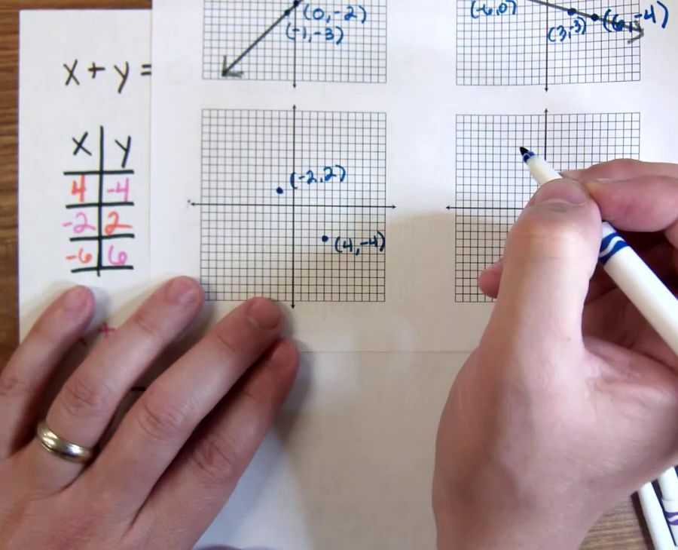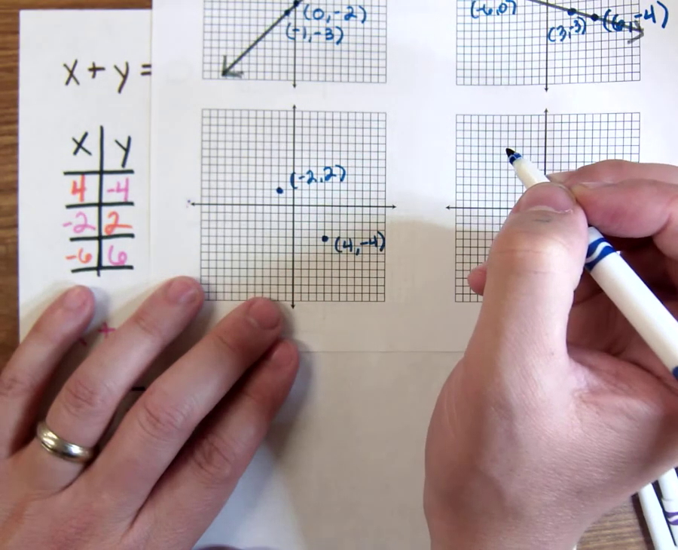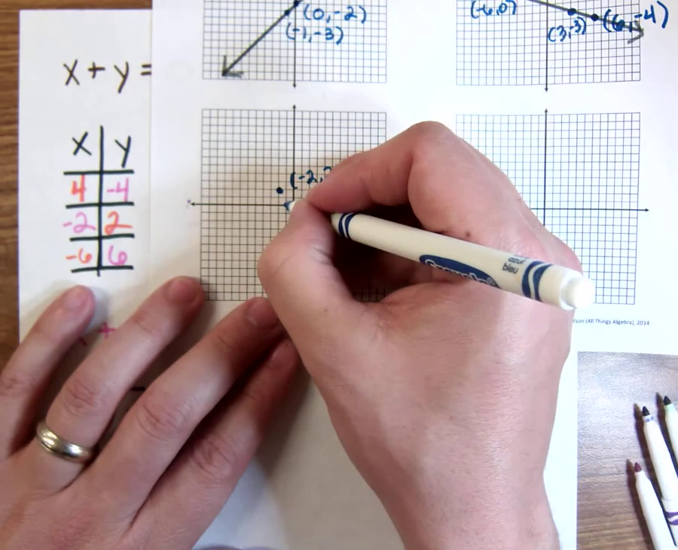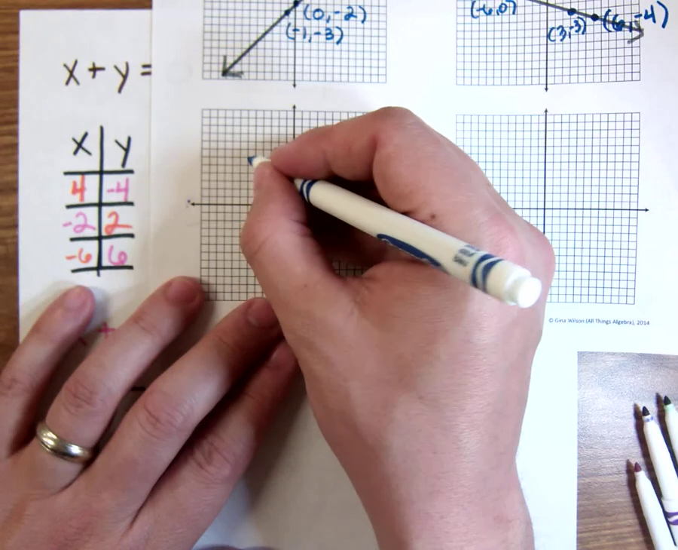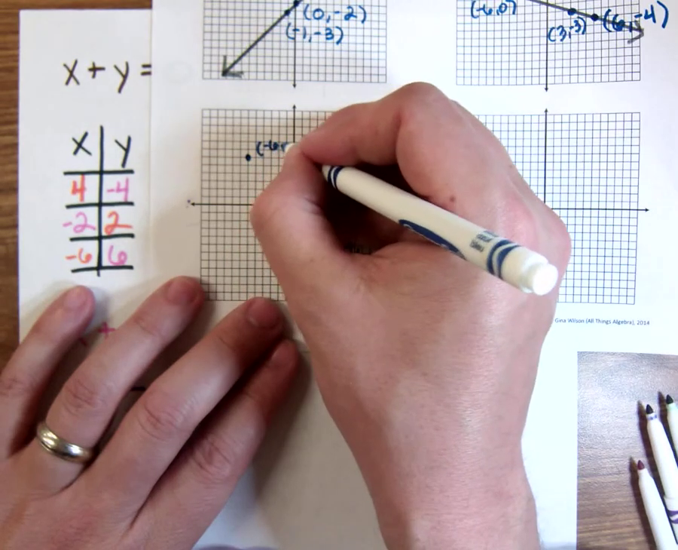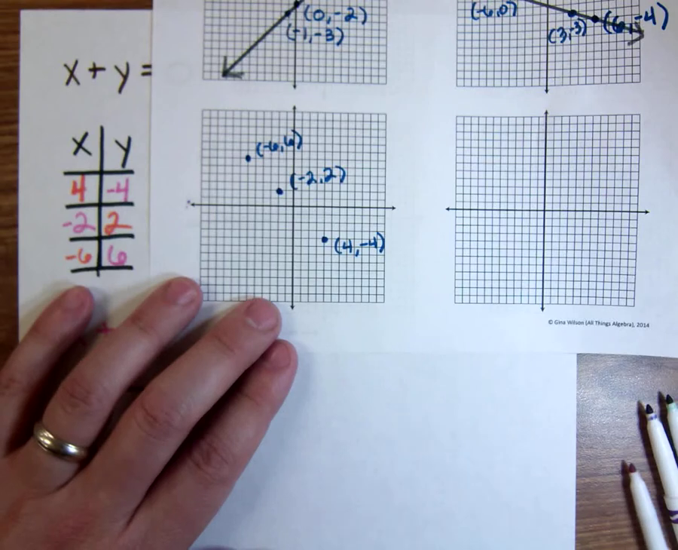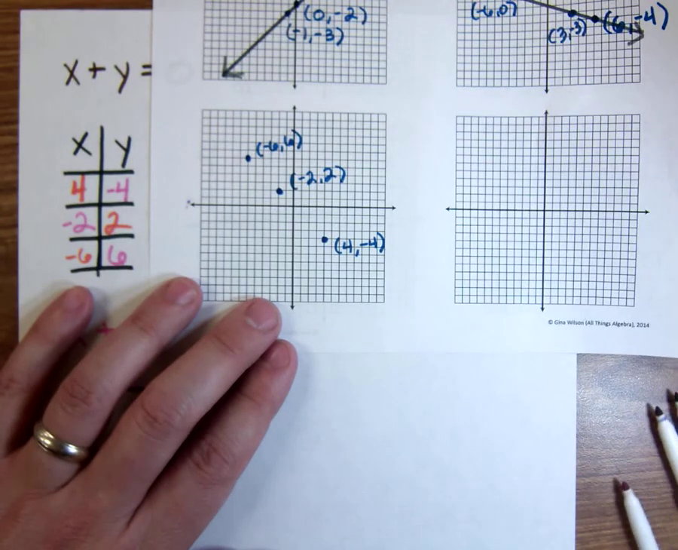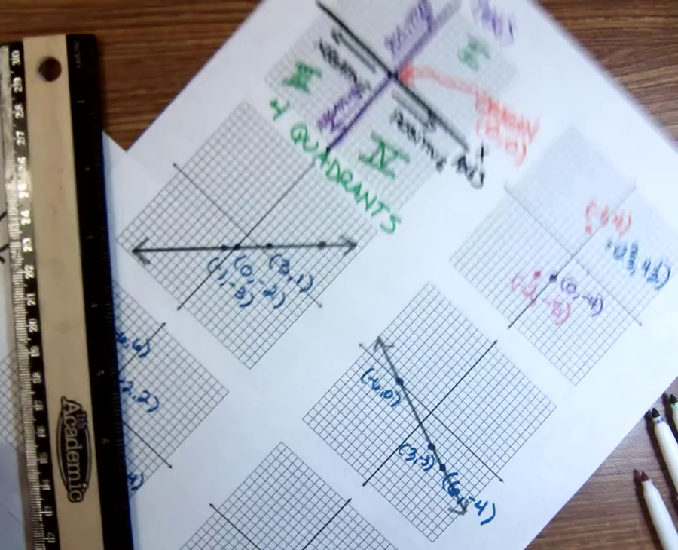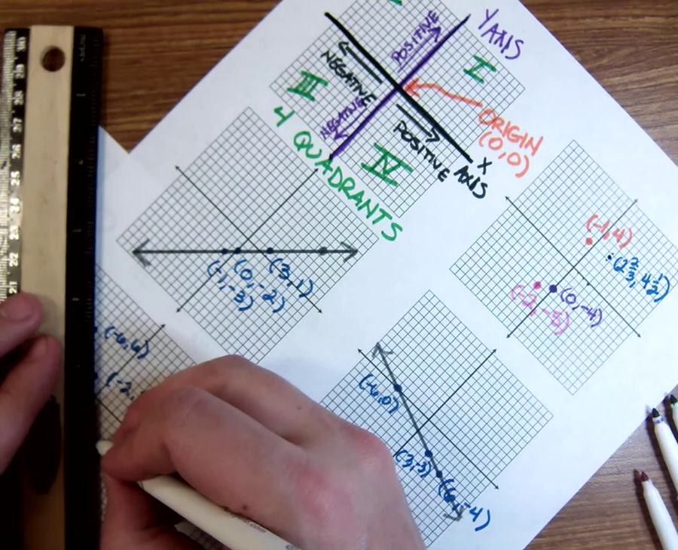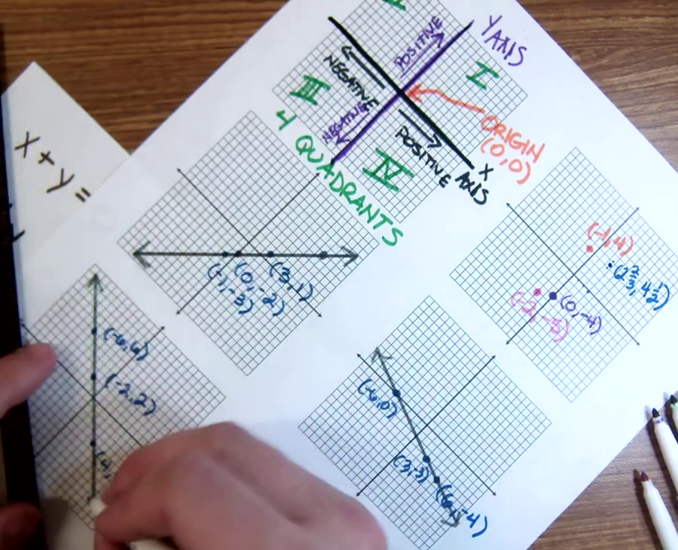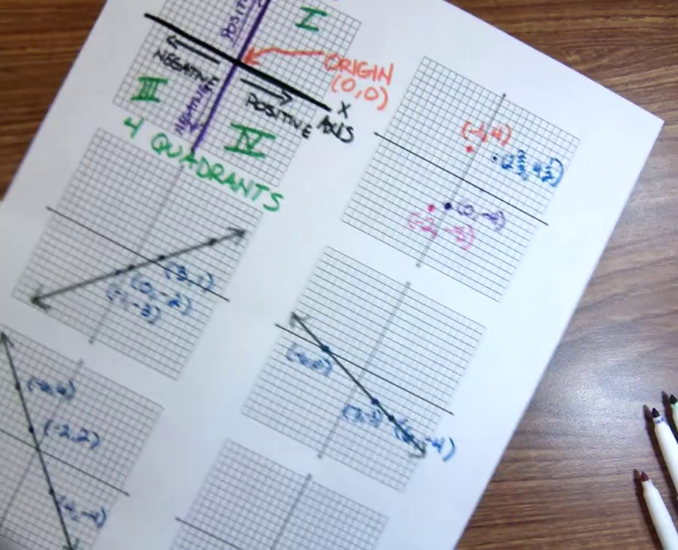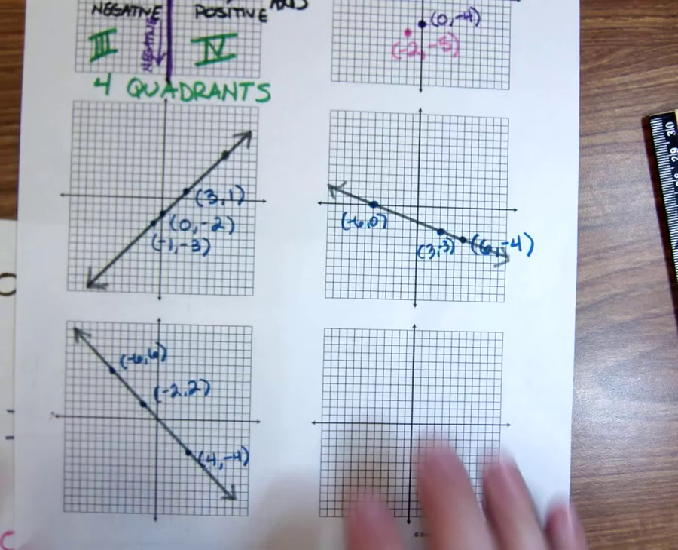And then negative 6, 6? Second quadrant, upper part of the second quadrant. Good. And then let's connect the dots. And there it is.